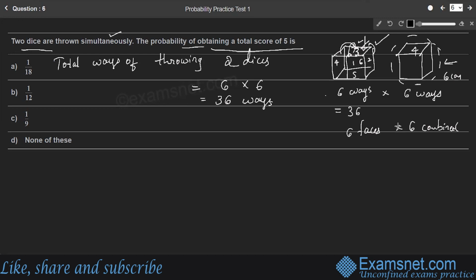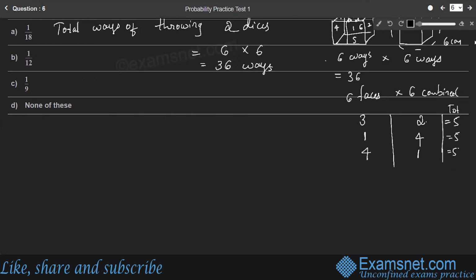Here the question is the probability of obtaining a total score of 5. To obtain a total score of 5, if you get 3 as the top face, for example, in the other dice you have to get 2, so that the total becomes 5. If you get 1 as the top face in dice 1, you have to get 4 as the top face in dice 2, so that the total becomes 5. In another way, if you get 4 as the top face in one dice, you have to get 1 as the top face, so that the total becomes 5. Similarly, if you get 2 as the top face in dice 1, you have to get 3 as the top face in dice 2, so that the total becomes 5. So in these 4 ways, you can get the total score of 5. If you get 5 as top face in one of the dice, right?